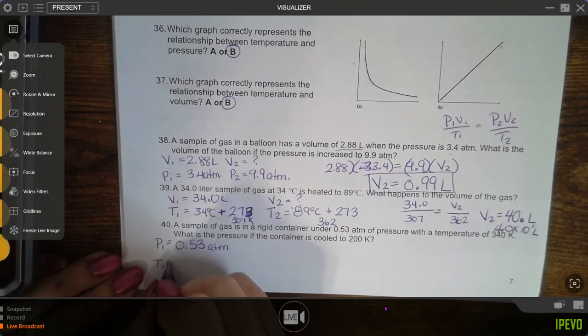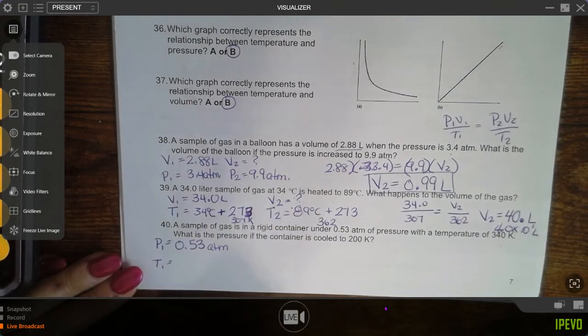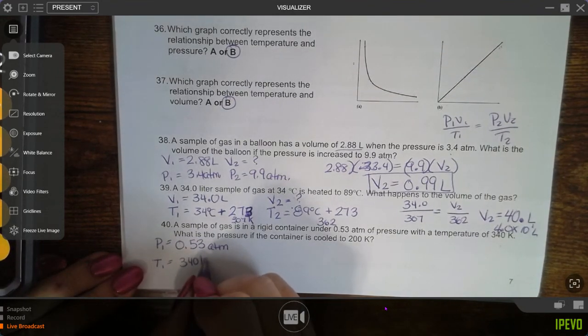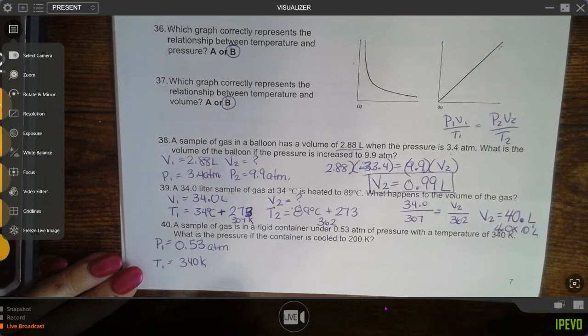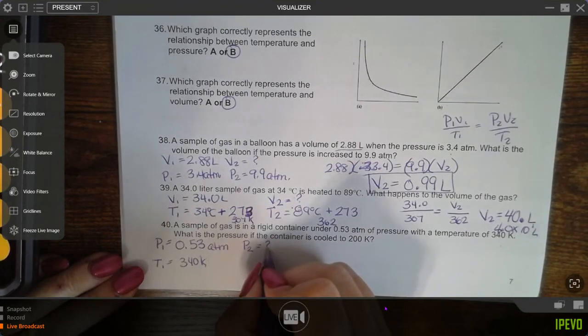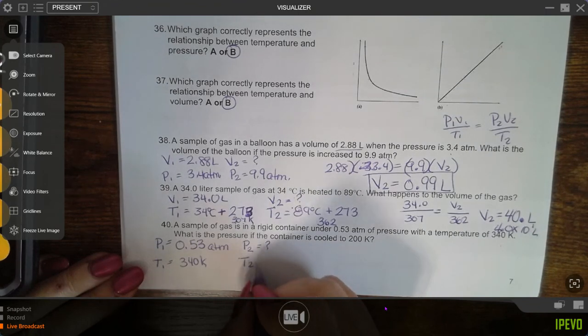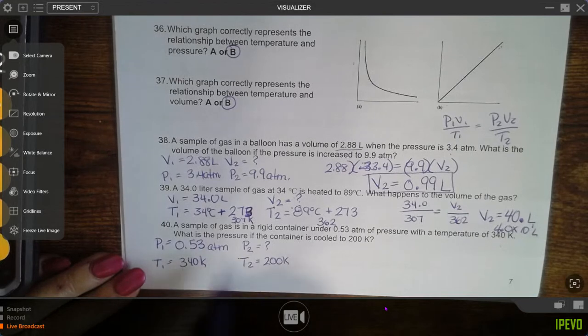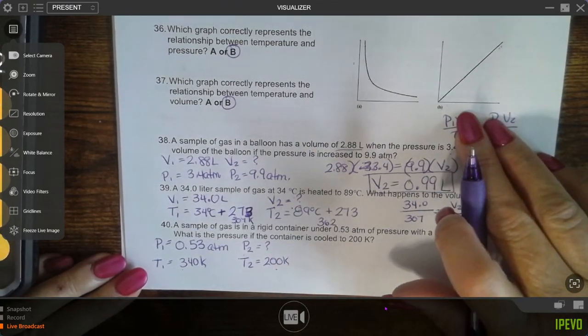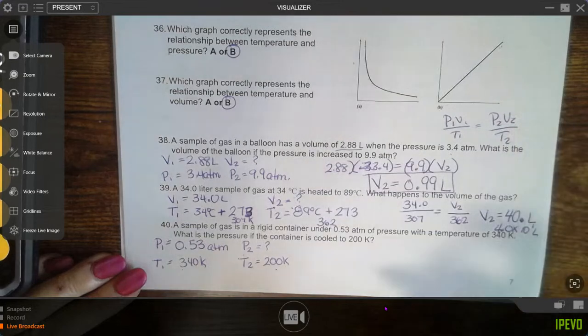T1 is, let's see, what is T1? 340 Kelvin. Nice that it's already in Kelvin for us. We are looking for P2, and T2 is 200 Kelvin. All right, so temperature is going down. We're going to expect the pressure to go down also. So we're going to do P1 T1 over P2 T2.